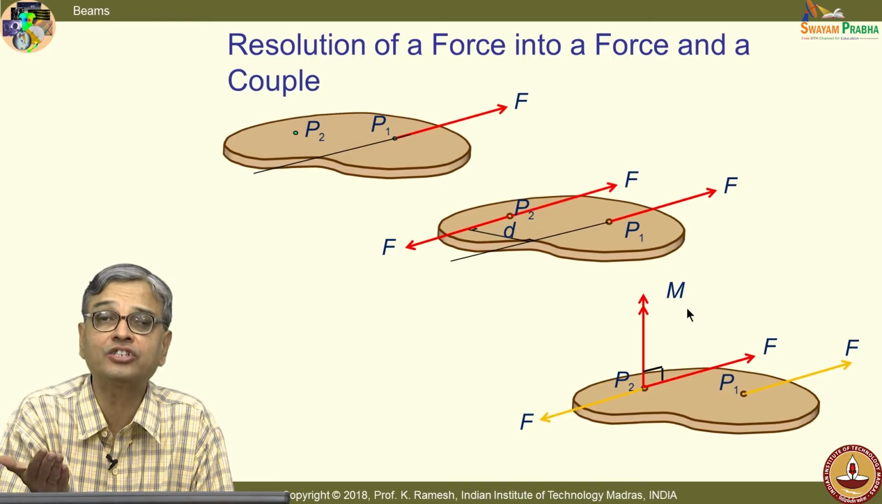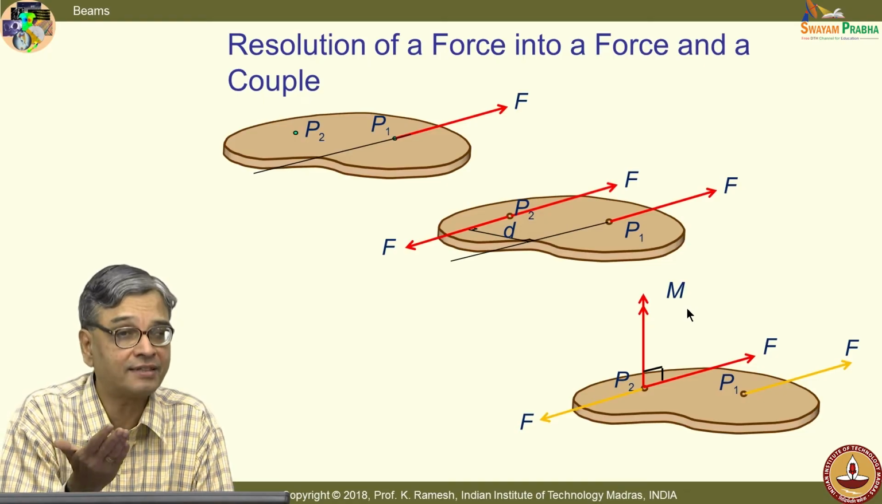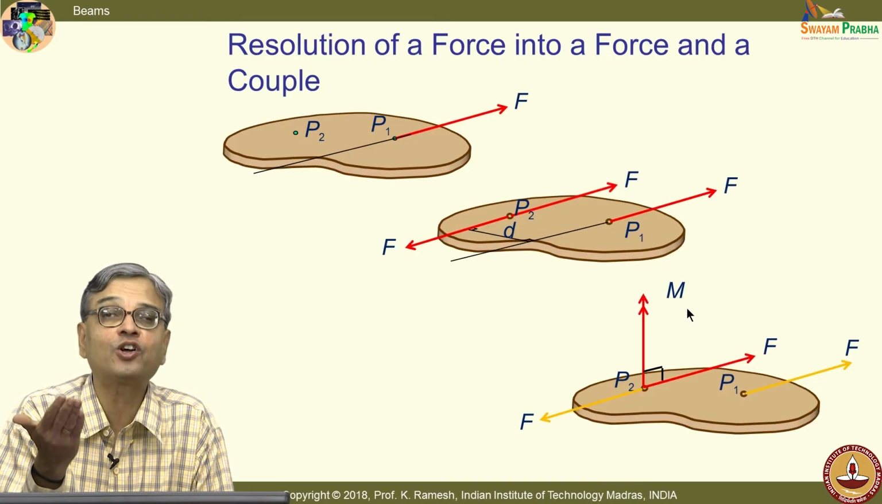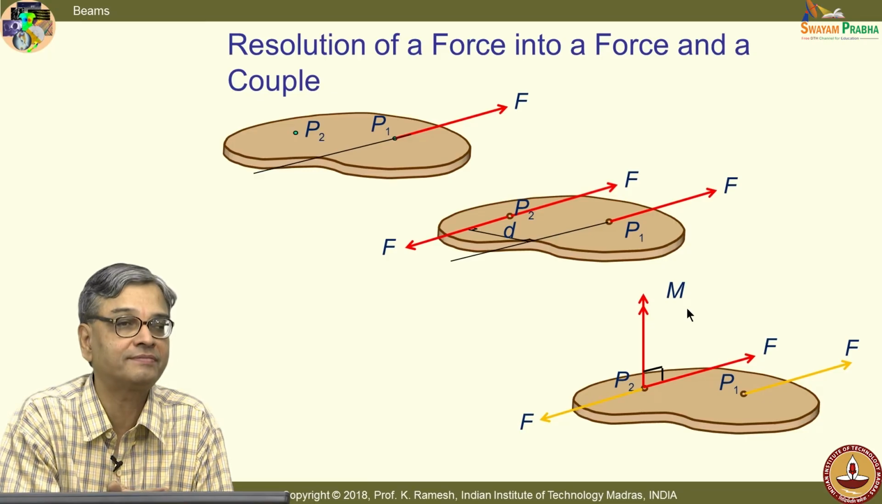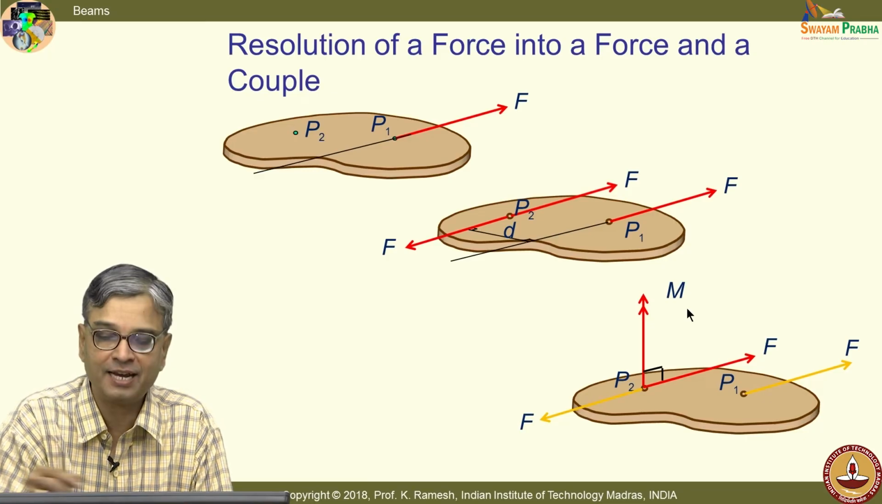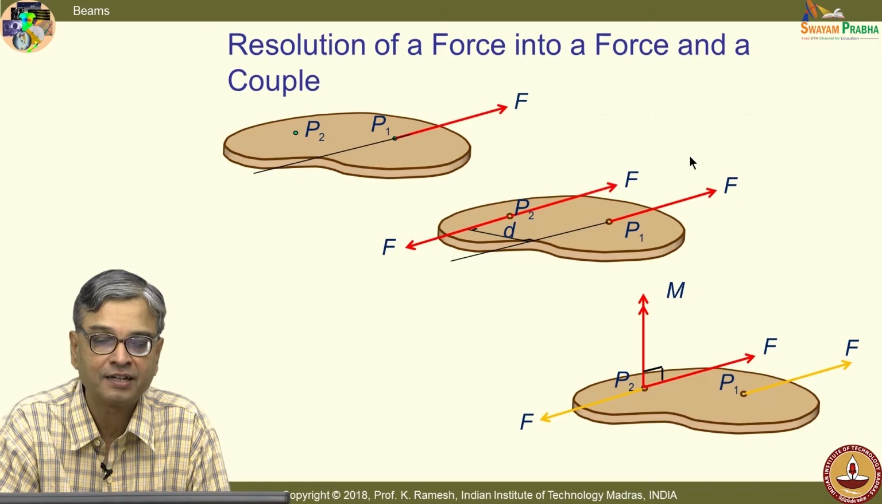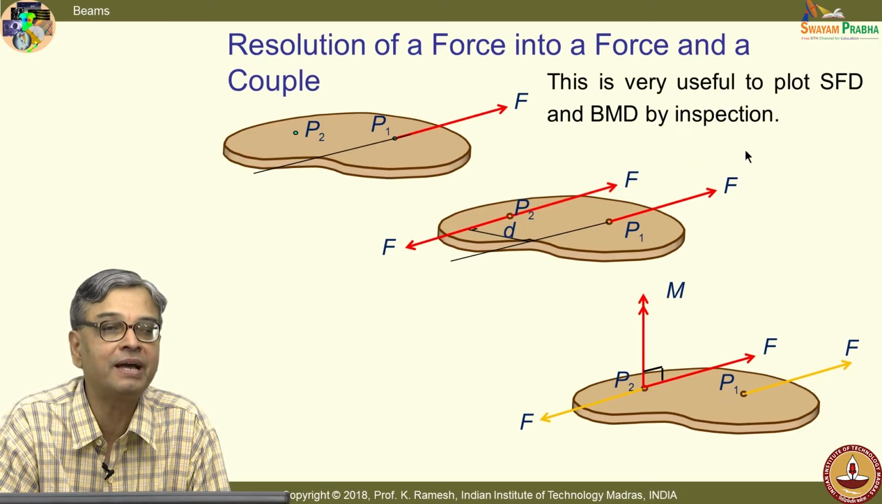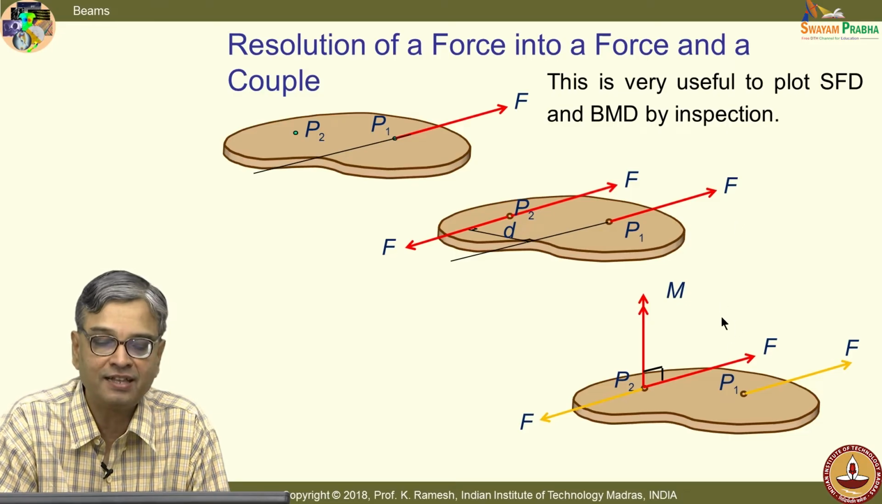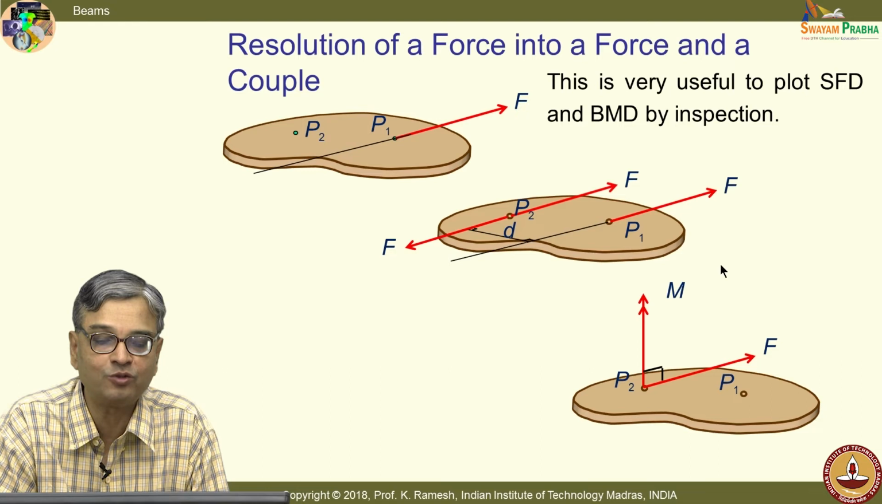What you write as shear force and bending moment is nothing but the effect of the force acting at some distance, as force and moment. That is what you are writing. Let me explain it. This is very useful to plot SFD and BMD by inspection, and this is where the sign convention of Crandall is very useful.